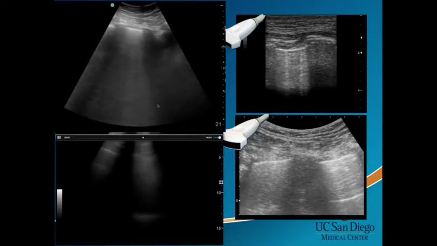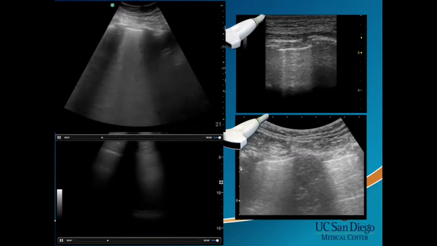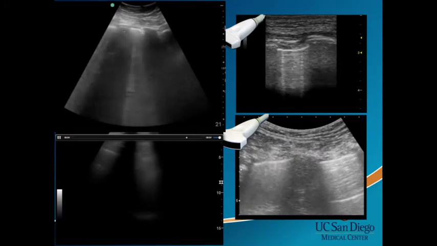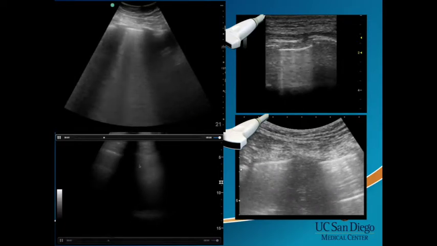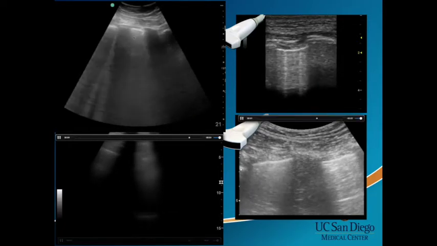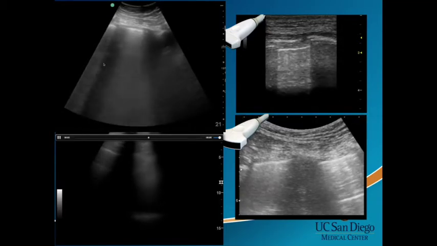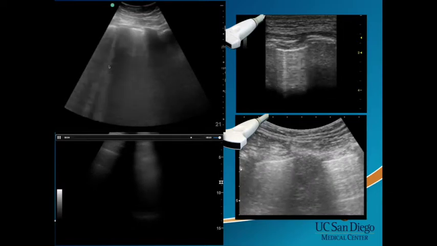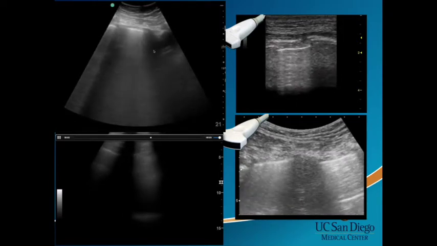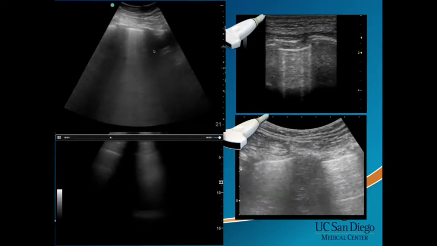Here's an abnormal view. Same thing, looking deep. You can see ribs with a shadow here, ribs with a shadow here. You can see a little bit of sliding going on each side, but you see a lack of A lines. Those A lines have disappeared, and instead you're replaced with these B lines, which is pathological, and this is suggestive of interstitial alveolar syndrome, which can be from a variety of things, and we'll talk a bit more about that in a little bit.